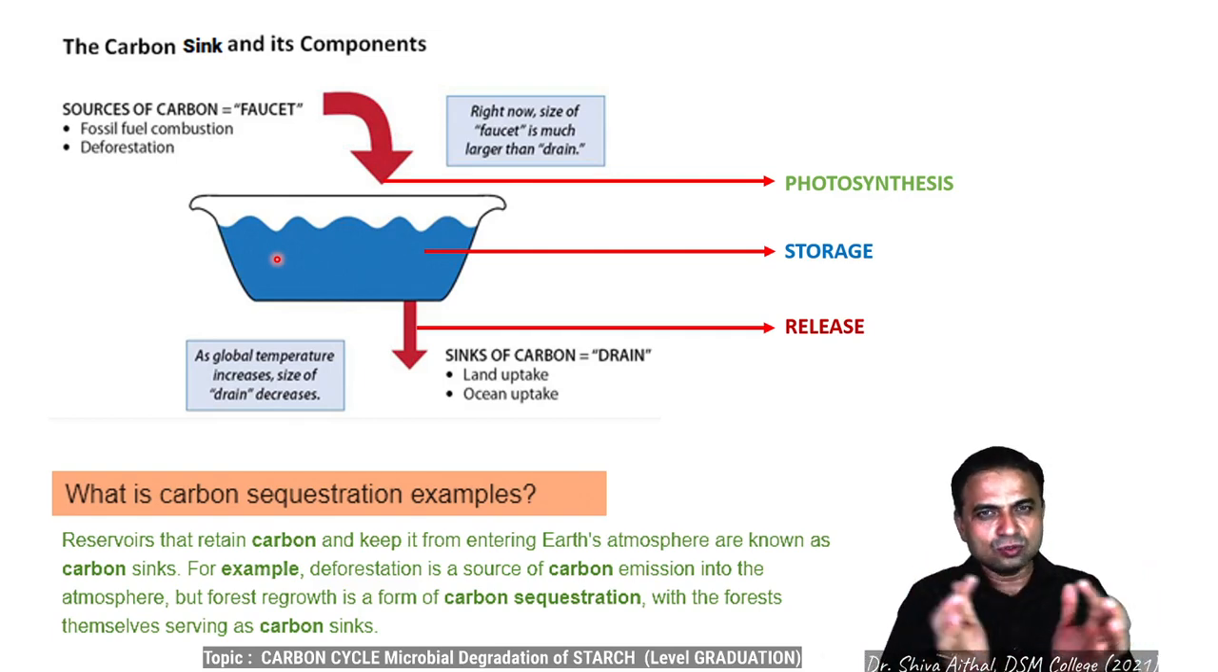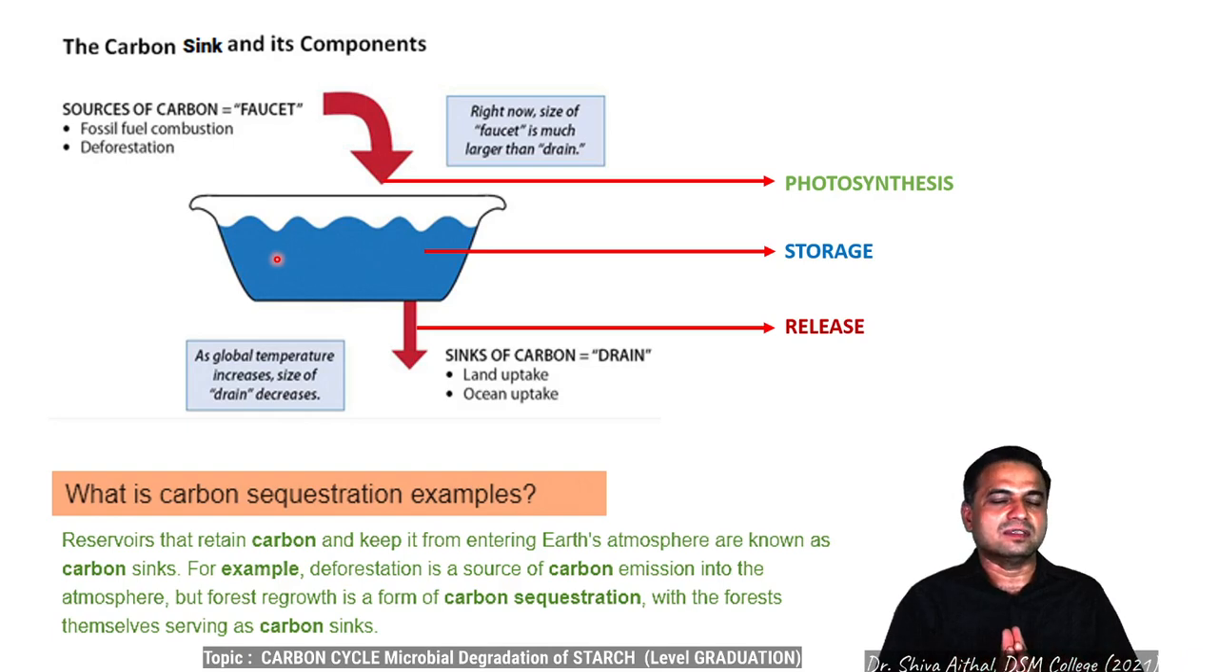Sequestration is to accumulate the carbon, not allow it free in the environment. There has to be a balance. We have to release also, but how much has to be released? It should not be more than the accumulation. Right now, if you see the size of this faucet, the arrow is the size of the faucet, that is much more. Faucet is a tap, so it is symbolic. It is larger than the drain. So there is an imbalance, there is global warming.